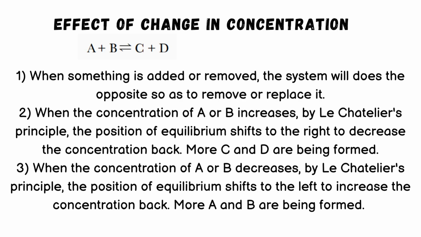Effect of change in concentration. When something is added or removed, the system will do the opposite so as to remove or replace it. When the concentration of A or B increases, by Le Chatelier's principle, the position of equilibrium shifts to the right to decrease the concentration back. More C and D are being formed. When the concentration of A or B decreases, the position of equilibrium shifts to the left to increase the concentration back. More A and B are being formed.